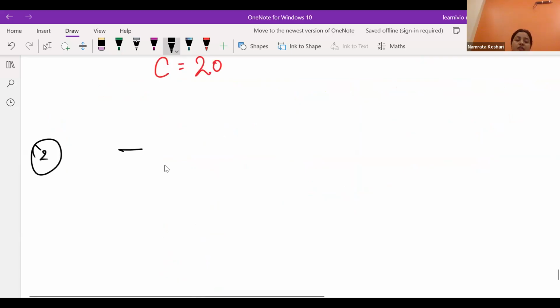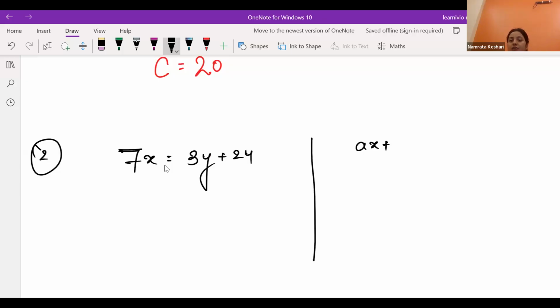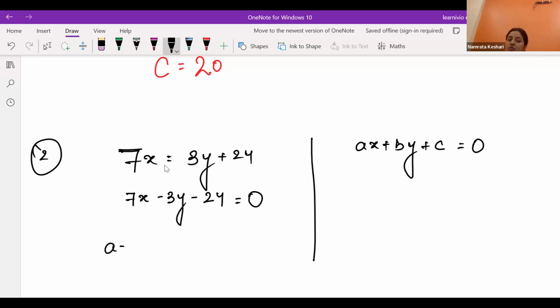Next, suppose we are having 7x is equals to 3y plus 24. Write it in a standard form. For now I am writing a standard form again and again, but once this format will be pasted in your mind, you just have to write it directly by yourself. So we are trying to make 0 on one side. We will be writing 7x, minus 3y, minus 24 is equals to 0.